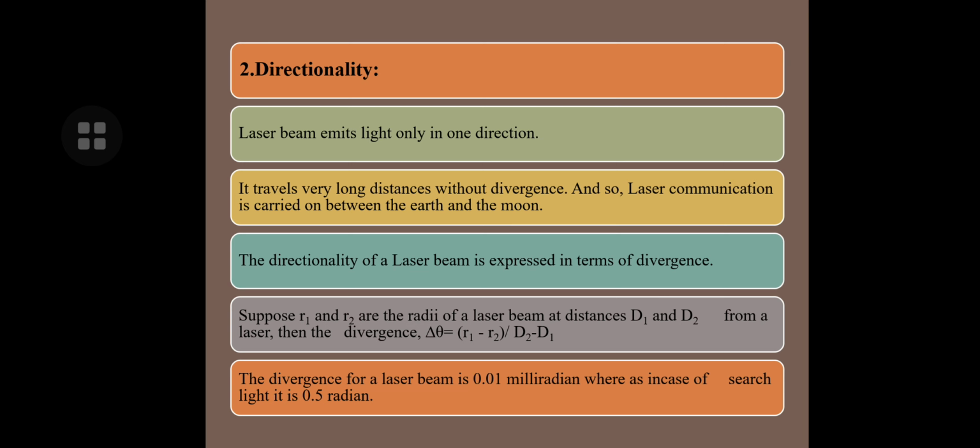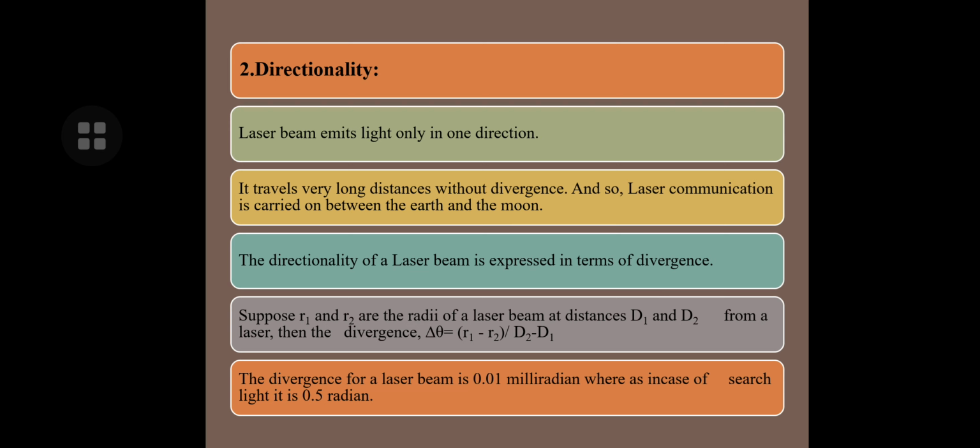The spreading is very less. The divergence of a laser beam is 0.01 milliradian, whereas in the case of other light it is 0.5 radian. Other light has high divergence, but laser light has very little divergence. That's why it has high directionality.